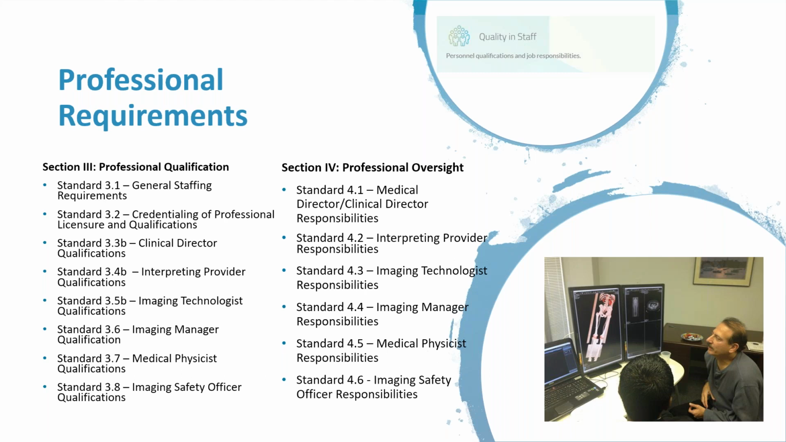So we start out standard 3.1 with some general staffing requirements. This is the type of thing that HR would be responsible for in a larger organization, having an employee manual, job descriptions, job titles, etc. And then in 3.2, we move into credentialing, professional licensure, and qualifications. And we talk about what needs to be reviewed and submitted there to make sure that the people operating the equipment are properly trained.